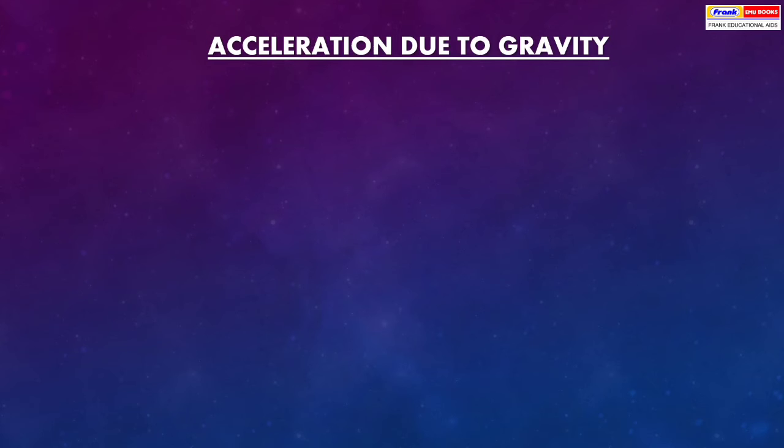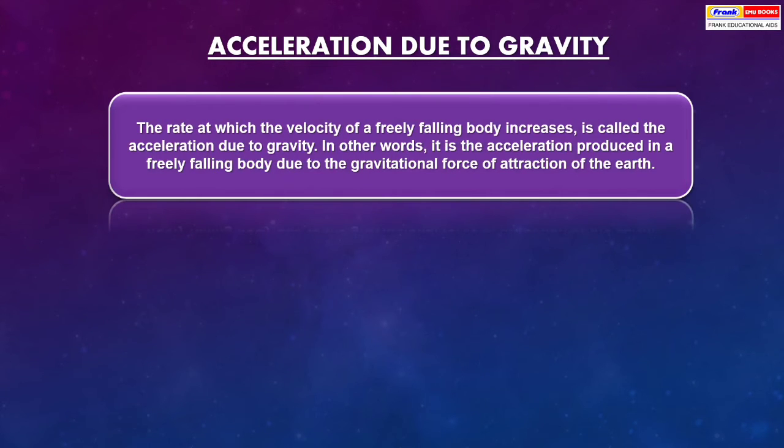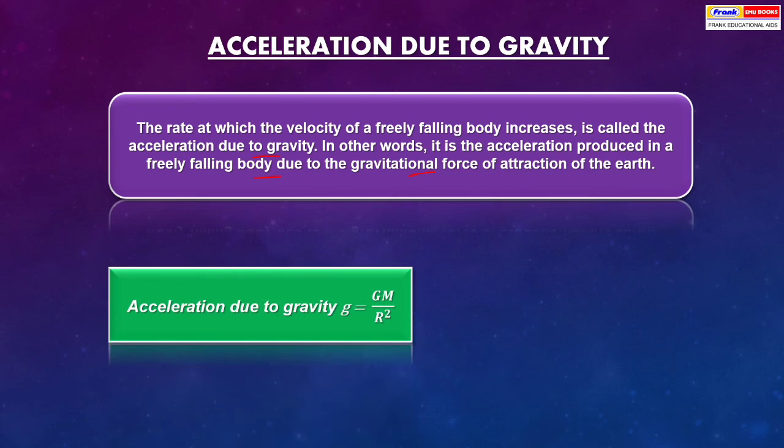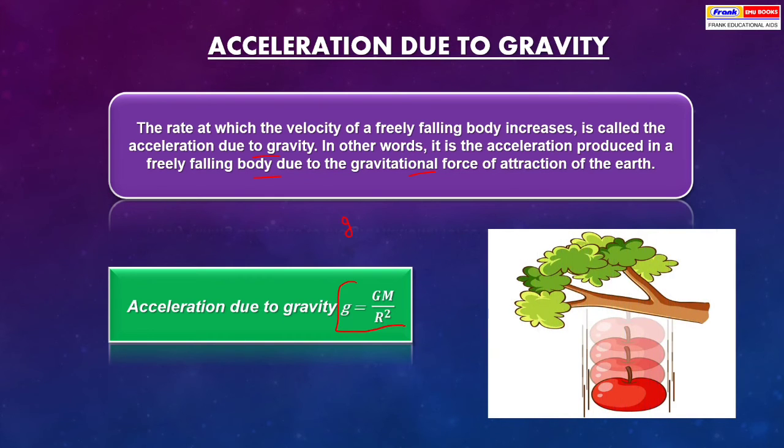Now we are going to study the acceleration due to gravity. The rate at which the velocity of a freely falling body increases is called the acceleration due to gravity. In other words, it is the acceleration produced in a freely falling body due to gravitational force of attraction of Earth. This acceleration due to gravity is denoted by small g. So the formula is g equals GM by r square. Here you can see the acceleration due to gravity.